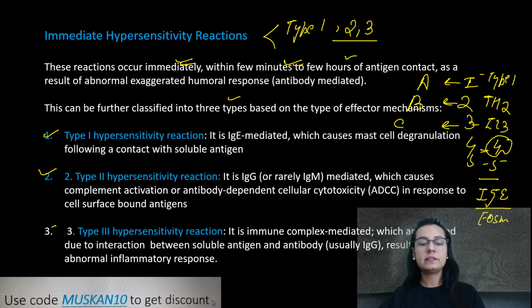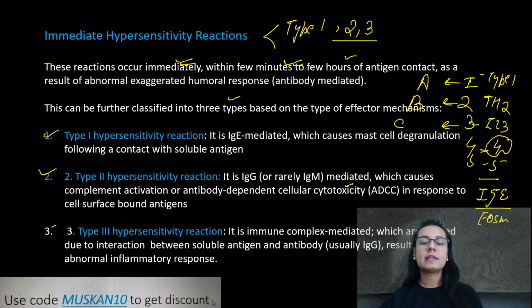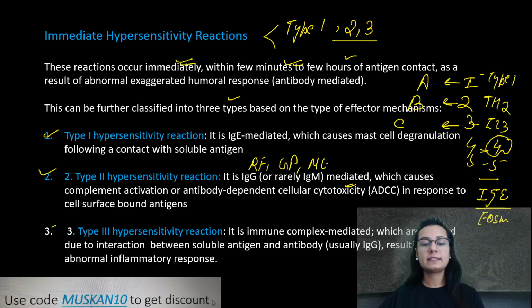Type 2 hypersensitivity reaction, we see that it is mainly IgG or rarely IgM mediated, which causes complement activation. We saw how the complement system was getting activated, or antibody dependent cellular cytotoxicity in response to cell surface antigens. And what were the examples? The autoimmune reactions, mainly rheumatic fever, Goodpasture's disease, myasthenia gravis, HDFN, and erythroblastosis fetalis.